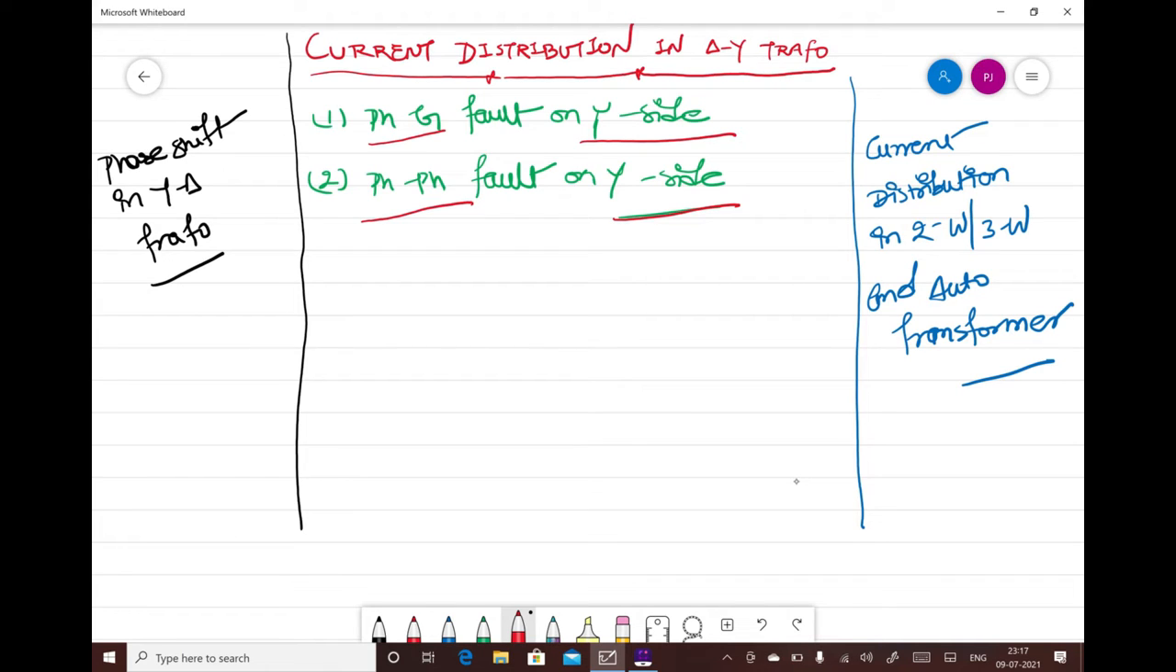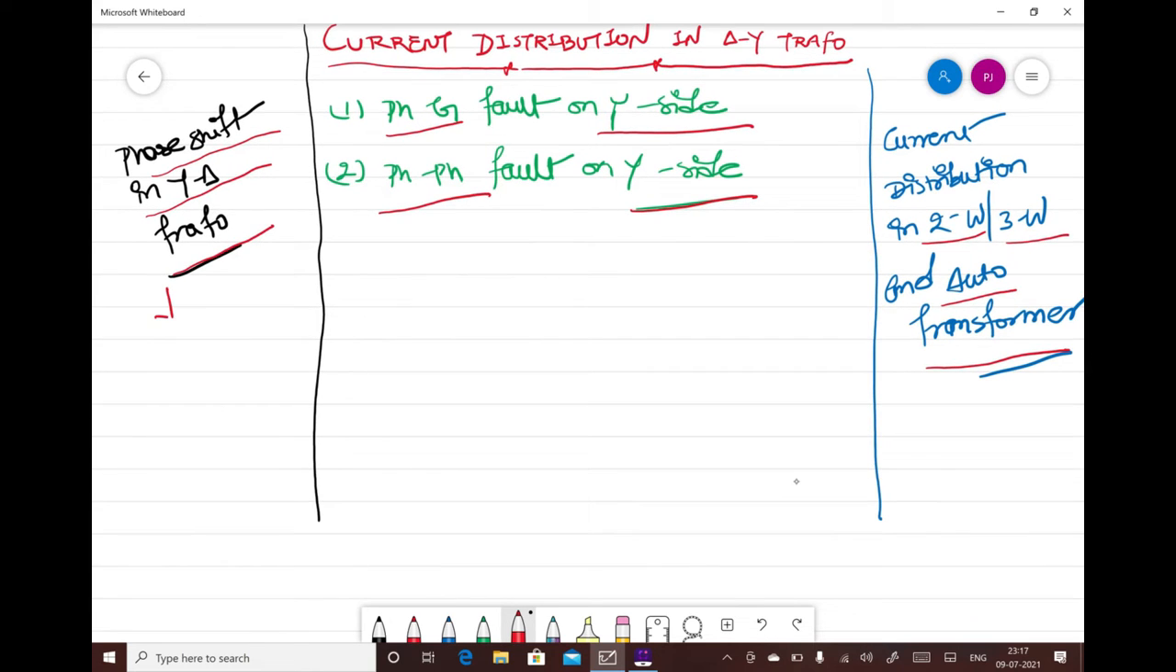Remember, we will discuss the current distribution in a 2-winding transformer, 3-winding transformer and auto transformer in subsequent lectures. We have already covered the phase shift in a star delta transformer in our first session, so in case of any doubt, just refer to that first session and you will definitely learn about the phase shift calculation.